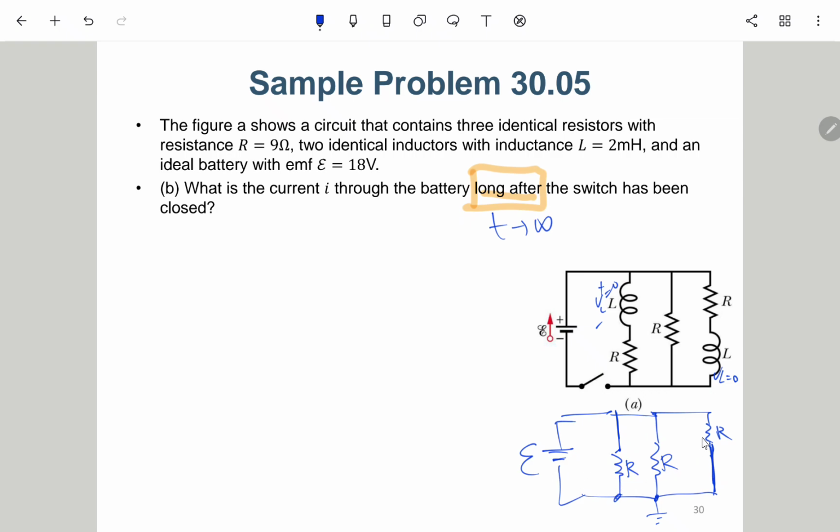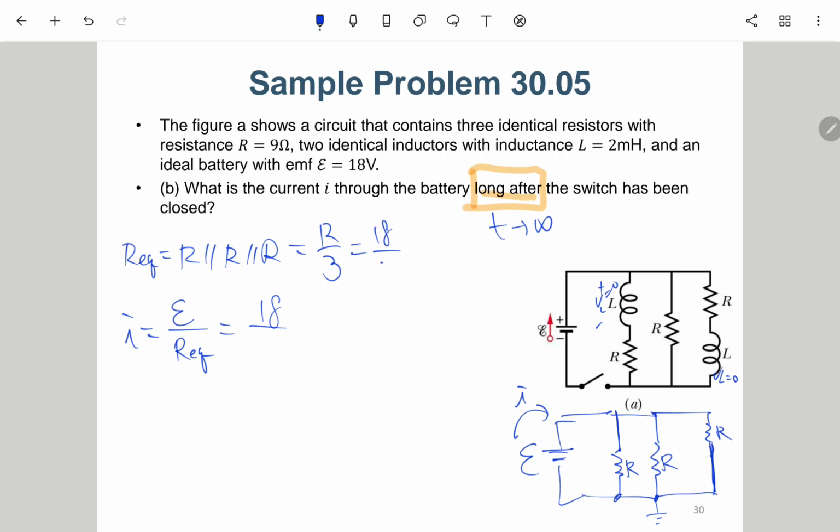the circuit turns out to be 3 resistors in parallel. So the total resistance will be R equivalent, R parallel R parallel R, which turns out to be R over 3. So I here will be E over R equivalent, which is 18 over R over 3, which is 18 over 6 ohm, so 3 A.